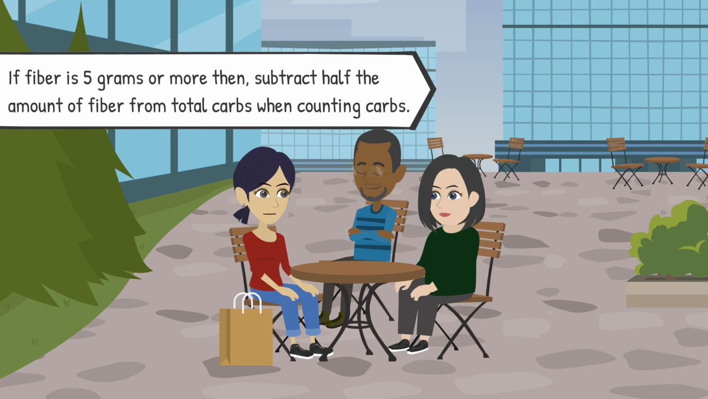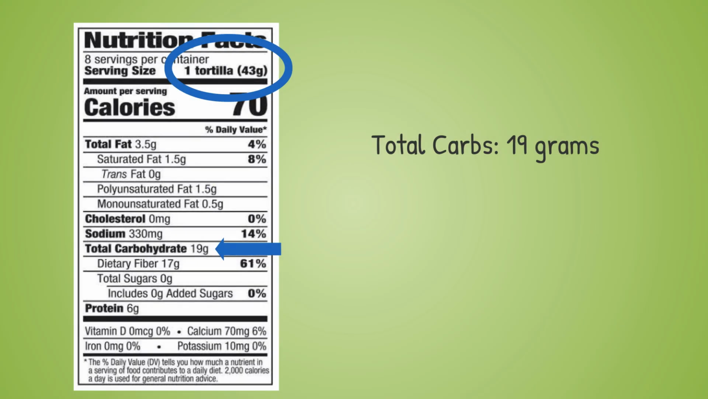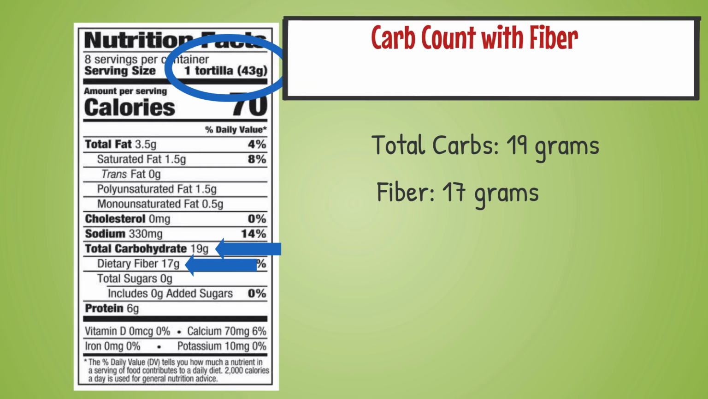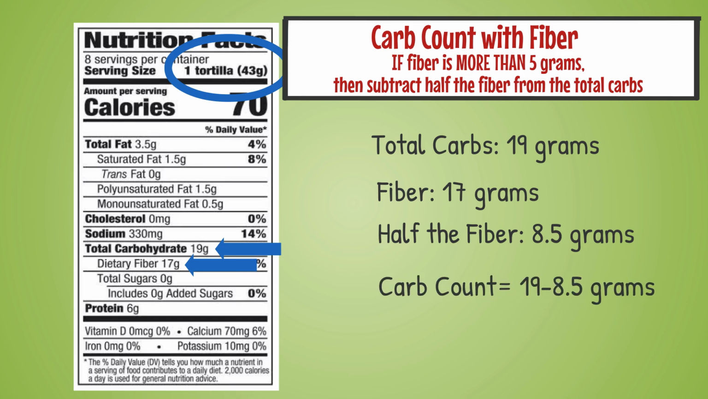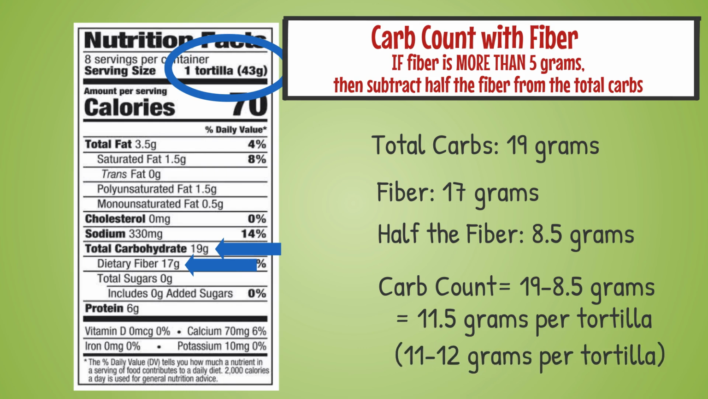Let's see what that means for this tortilla. This tortilla has 17 grams of fiber, which is more than 5 grams, so we should take that into account for carb counting. The recommendation is to take half the fiber away from the total carbs. Half of the fiber for this tortilla is 8.5 grams. Take that away from the total carbs of 19 grams, and you are left with 11.5 grams. That is what you use for carb counting. You can, of course, round this up or down and don't have to be exact with the calculation.